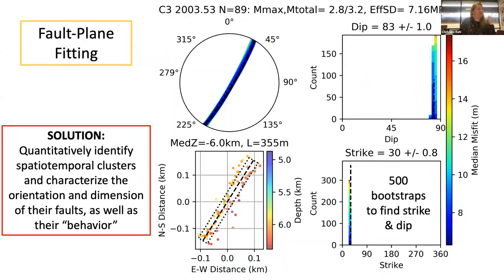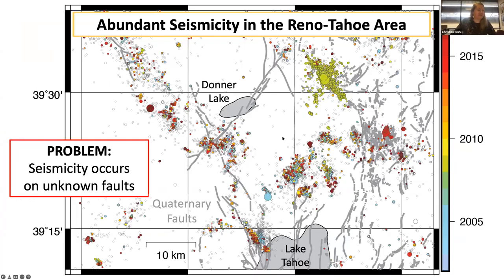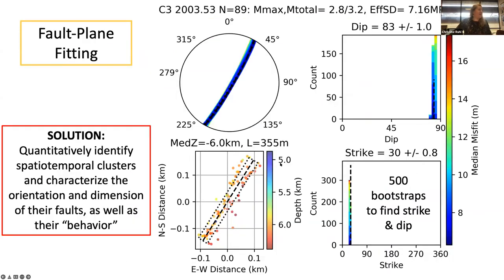I applied my clustering algorithm and quantitatively identified spatiotemporal clusters within here, because you can obviously see this blue is all the same color and it makes a line, separate from the other ones, right? So I'm trying to make the algorithm do what my brain would do. I break out these clusters and then apply the fault plane algorithm, which can also get dipping structures. This one has some dip: it's shallower to the west and deeper, these reds, to the east.